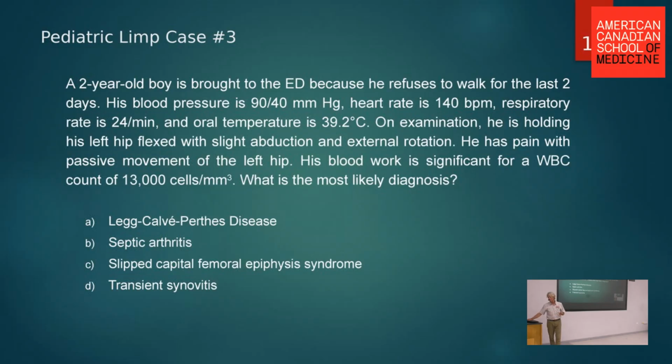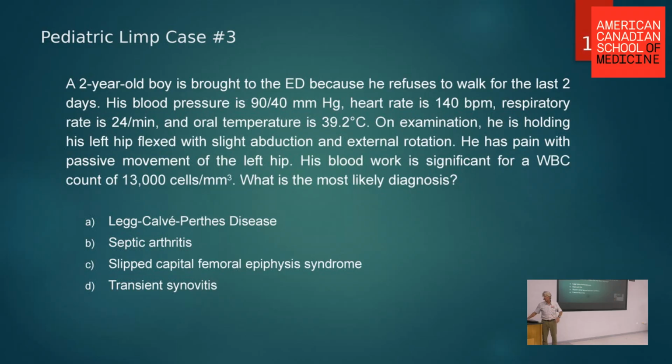He's holding his left hip flexed, slight abduction. Do you guys remember the difference between abduction and adduction? I always kind of get a little confused about it, but I remember adduction, you are adding it to the body, so it's towards the midline. Abduction is away from the midline. So this would be a child that would have hip flexed, slight abduction, and external rotation.